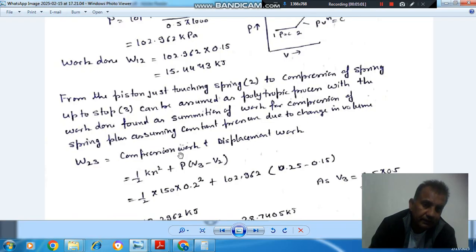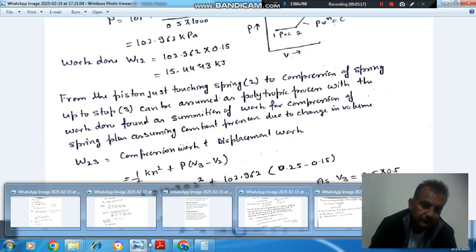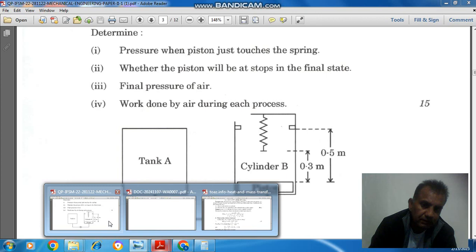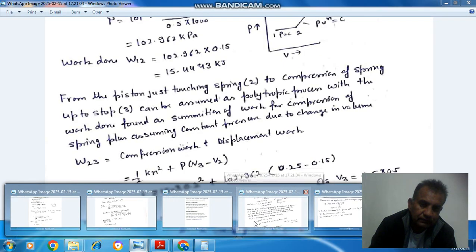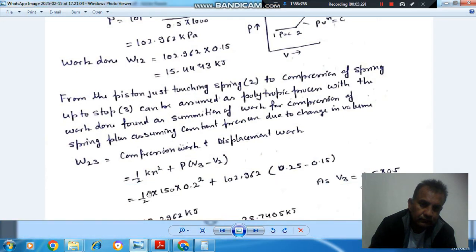So the work done in compressing the spring is the potential energy increase, which is half kx square. K is the spring stiffness, 150 kilonewton per meter, and x is the displacement, from point 3 to point 5. That is the energy required for compressing the spring.